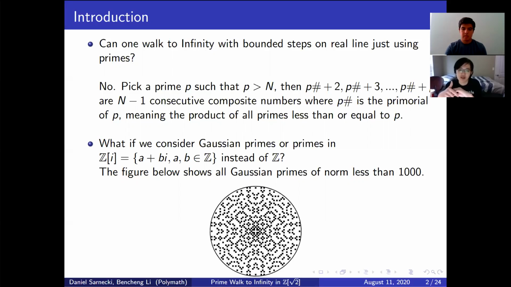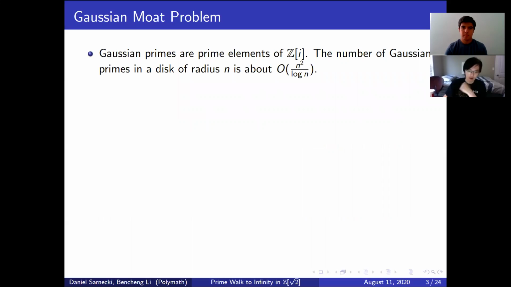We can see that the primes in the graph have an eightfold symmetry, right? And they all tend to cluster near the origin. This is actually a very famous unsolved problem called the Gaussian Moat problem. The Gaussian primes are, as we defined before, prime elements of Z[i], and the number of Gaussian primes in a disk of radius n has the order n squared over natural log n.